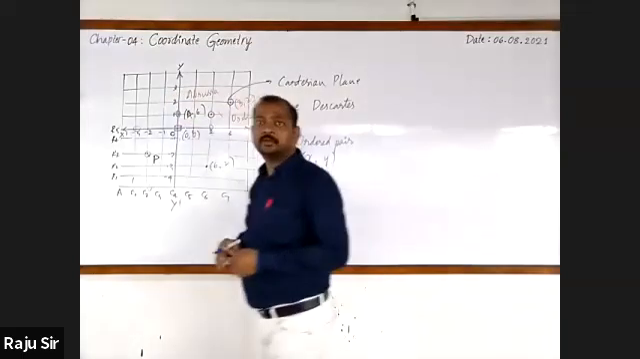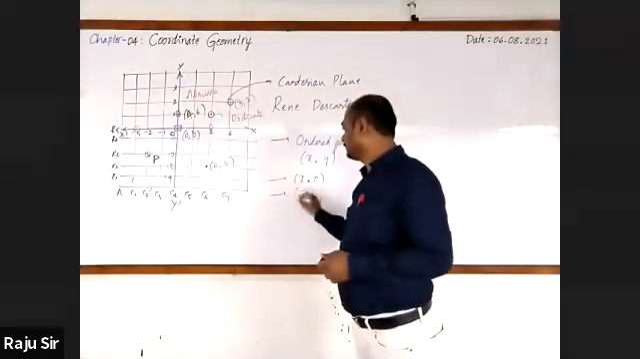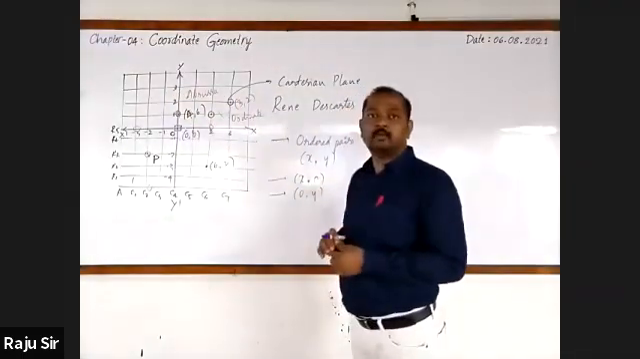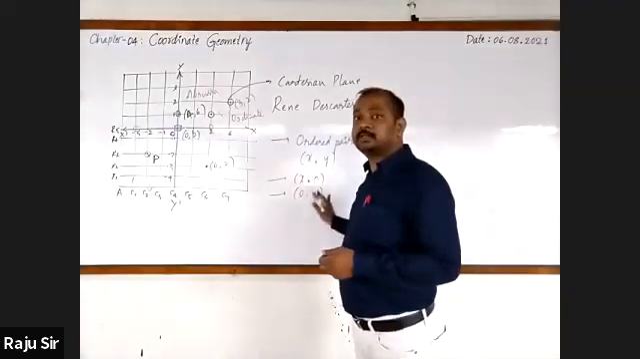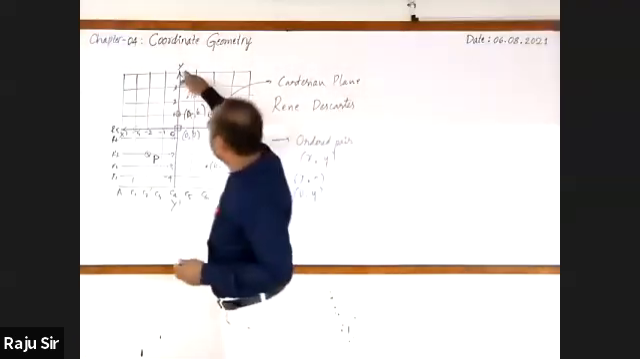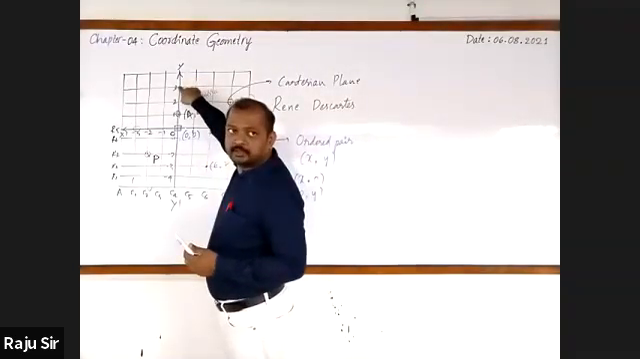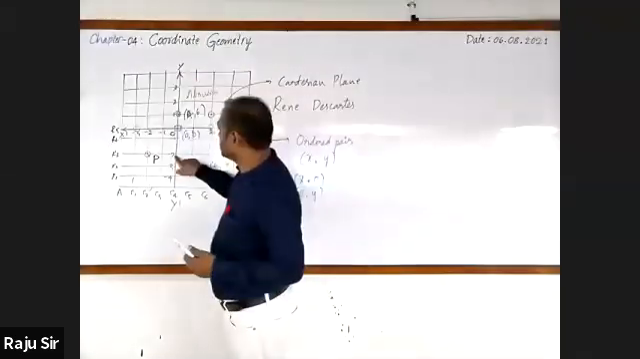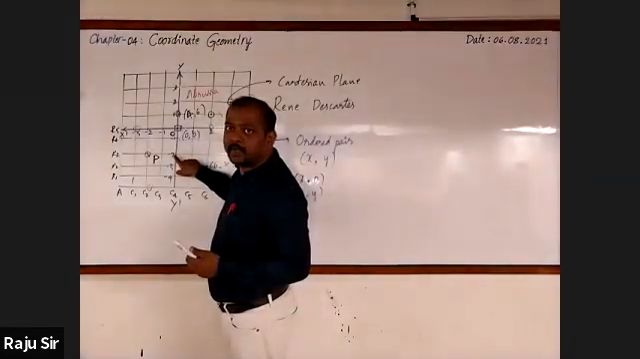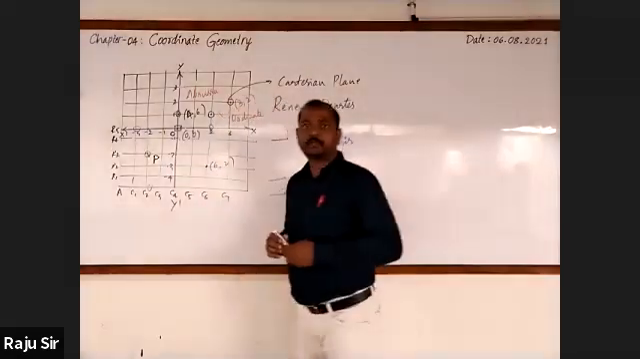Tell the coordinates of the point on y-axis. 0 comma y. Do remember, it is 0, y. If the point is here, it is 0, 3. This is 0, minus 3 here.